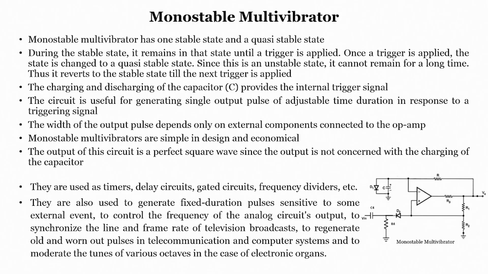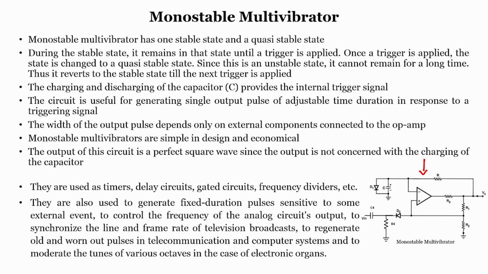So, if you see this slide, the monostable multivibrator circuit is shown here. It has one stable and one quasi stable state. During the stable state, it remains in that state until a trigger is applied. Once the trigger is applied, the state changes to a quasi stable state. Since this is an unstable state, it cannot remain for a long time and thus it reverts to the stable state till the next trigger is applied.